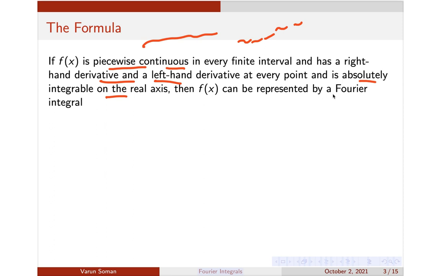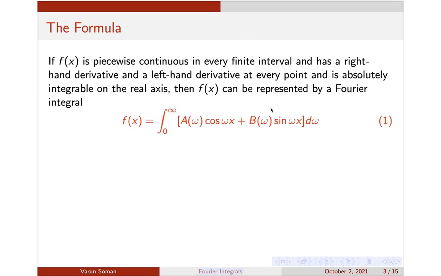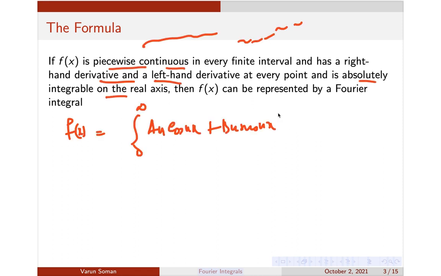Okay, so with these conditions the function can be represented as a Fourier integral. I'll write the integral here. Your f of x, just like your Fourier series, can be written as the integral from 0 to infinity of an cos nx plus bn sin nx. Similar to that, you can see, instead of n they have used the symbol omega, but it's the same thing here. So an cos nx plus bn sin nx dx.